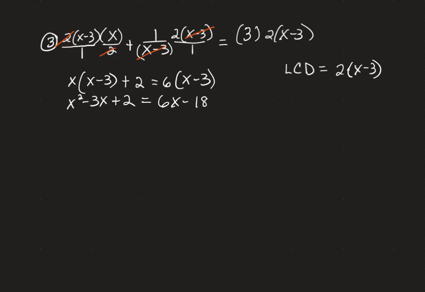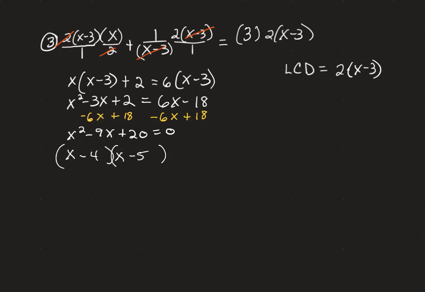Now I'm going to move everything over to the left, because on the left I already have an x squared that is positive. There we go. Now I have an expression that I can factor. The factors of positive 20 that add to be -9 are -4 and -5. I set each of those equal to 0 and solve. So my answers are x equals 4 and x equals 5, but not so fast. I have to check first.